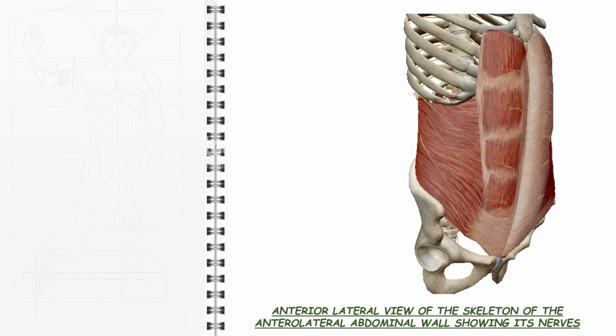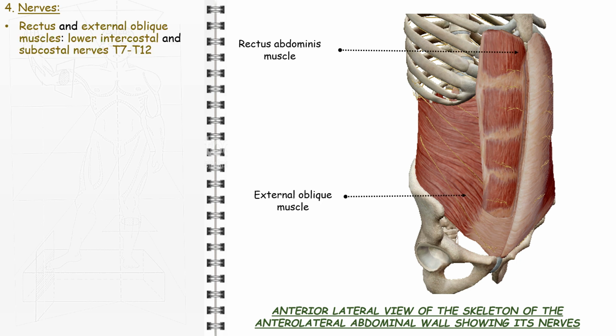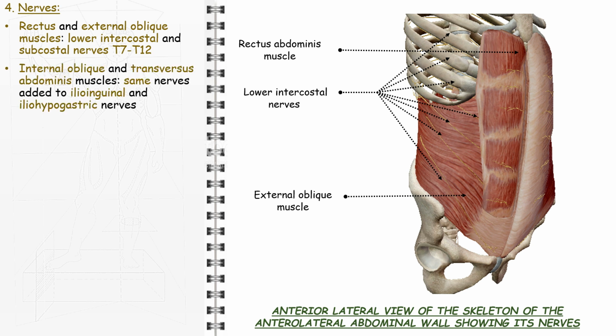The rectus and external oblique muscles are supplied by the lower intercostal and subcostal nerves T7 to T12. The internal oblique and transversus abdominis muscles are supplied by the lower intercostal nerves added to ilioinguinal and iliohypogastric nerves. The pyramidalis muscle is supplied by the subcostal nerve.